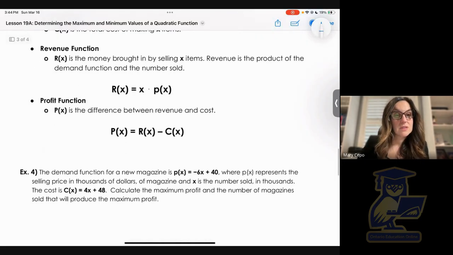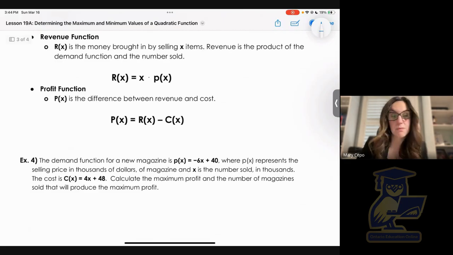Our revenue is the product of the demand function and the number sold. So R at x is x times p at x. Now, the profit function is the difference between the revenue and the cost. So the profit function is revenue minus the cost.